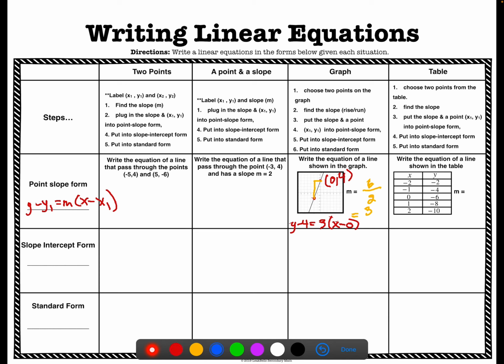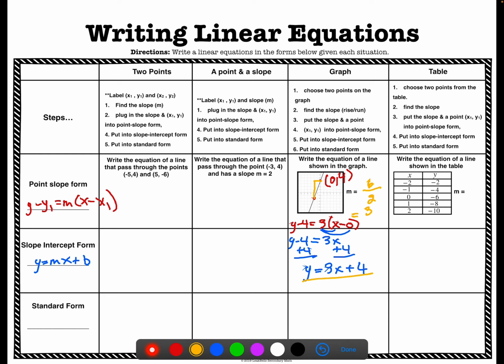And then slope-intercept form is y equals mx plus b. All right, so when we deal with this, it's just a matter of simplifying our point slope form. So we do that by distributing our 3 first, so that this becomes 3x minus 0, or just 3x. And then we're going to add 4 to each side. And we have y equals 3x plus 4. All right, this is slope-intercept form.